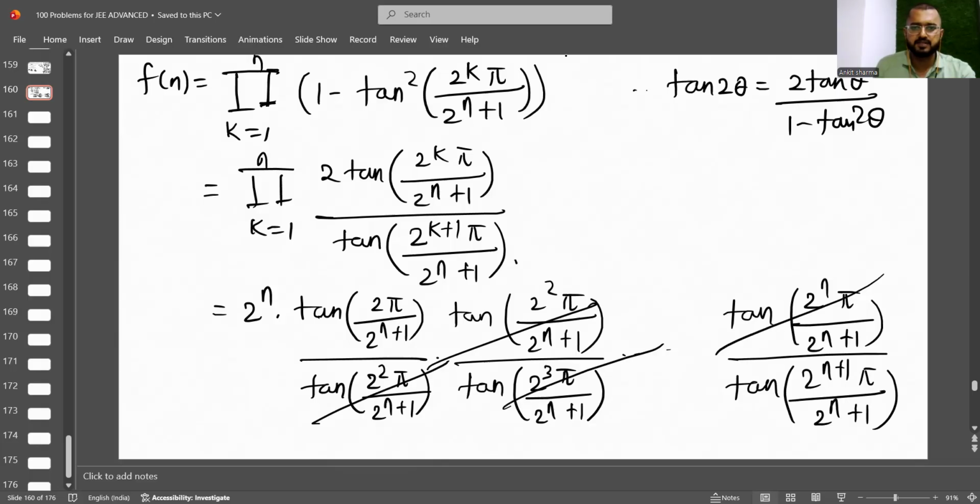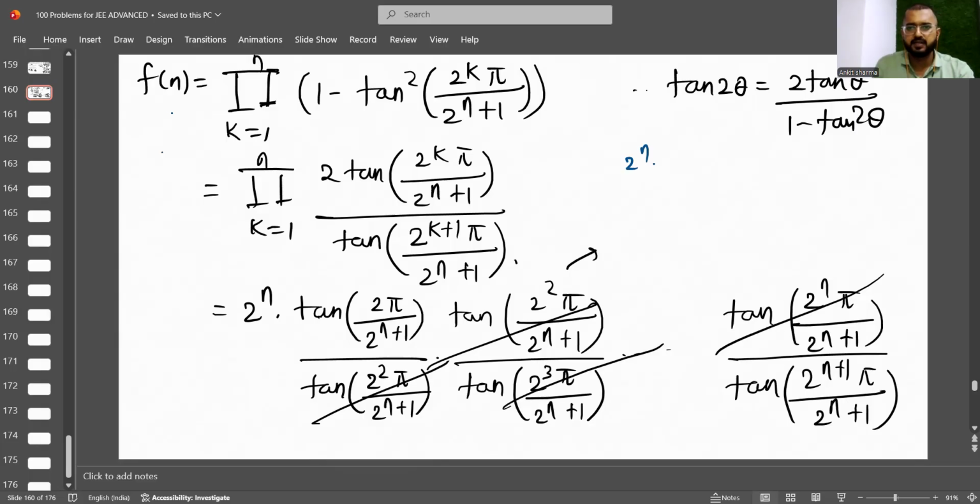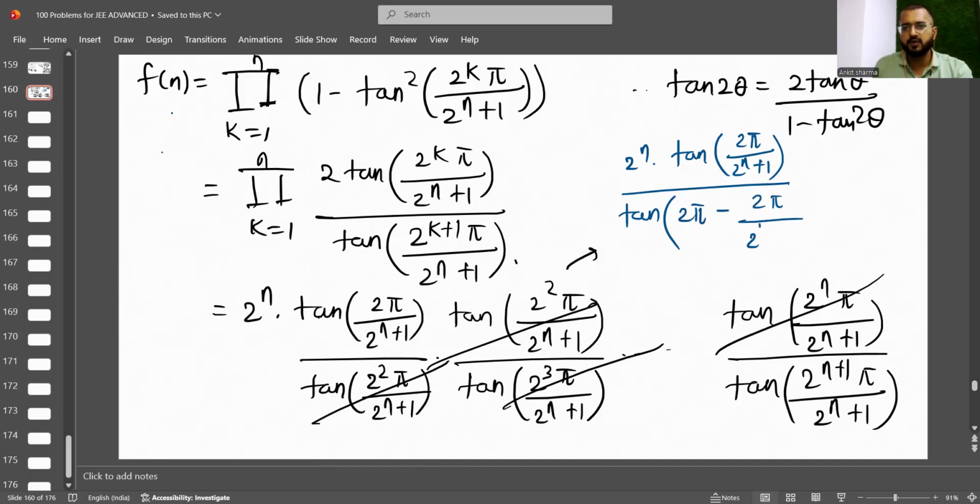So this one I can further simplify to 2 to the power n into this quantity. I can write down tan of 2 pi over 2 power n plus 1. And here if you look at the denominator, then here we have 2 power n plus 1 pi, which we can write down like this: tan of 2 pi minus 2 pi over 2 power n plus 1. So ultimately, when we multiply here, we get the same stuff. Why? Because we have 2 power n plus 1 into pi minus 2 pi, and then plus 2 pi minus 2 pi. So this eventually gets cancelled, and we get the same stuff.